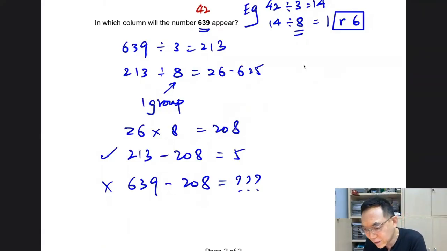But I want to know that you understand. So why did I use 213 and not 639? I think you all understand, but you don't know how to explain it. Never mind. I explain it and you tell me whether you understand.